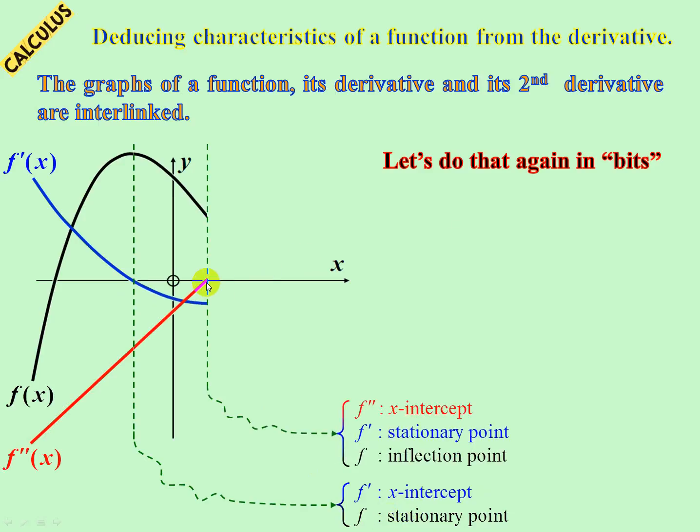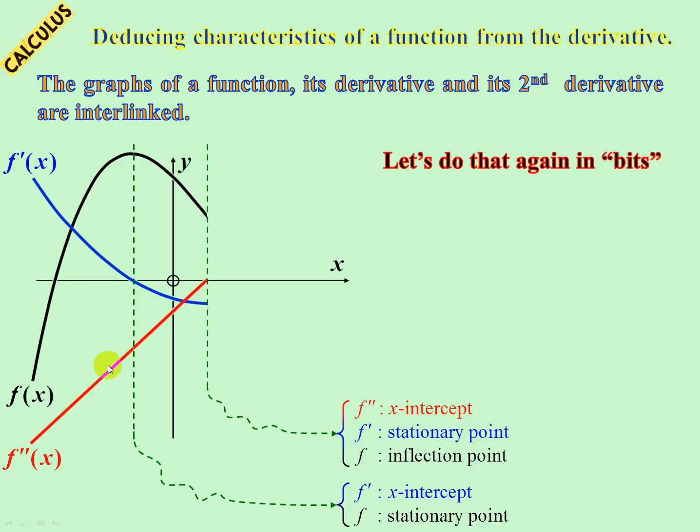The second derivative is 0 now. Well, if second derivative is 0, it means the derivative has a stationary point. Because this red is the derivative of blue. So when red is 0, blue has a stationary point.